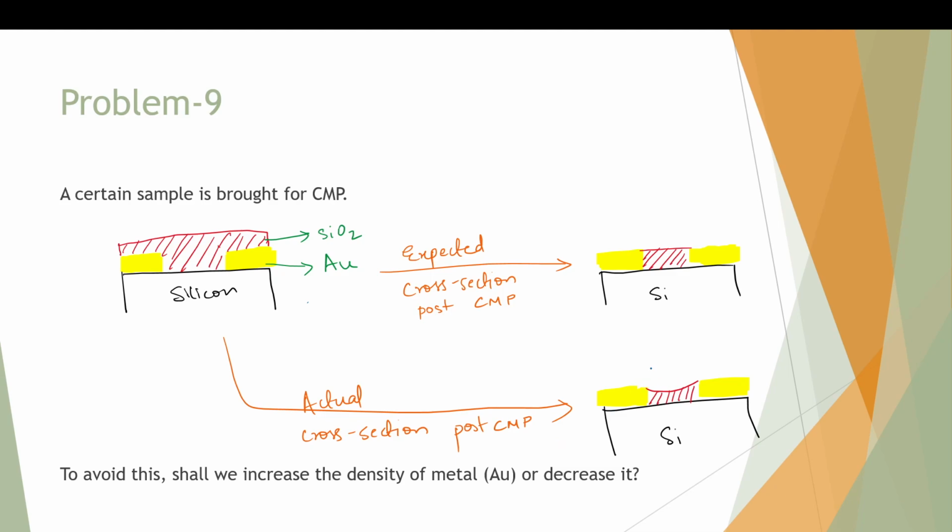So first of all, what is this phenomenon called? Does anyone know? Okay, Mir is saying decrease. So we have to decrease the metal density. Okay, so if we decrease the metal density, what will happen? We'll have, so this is my silicon, silicon.